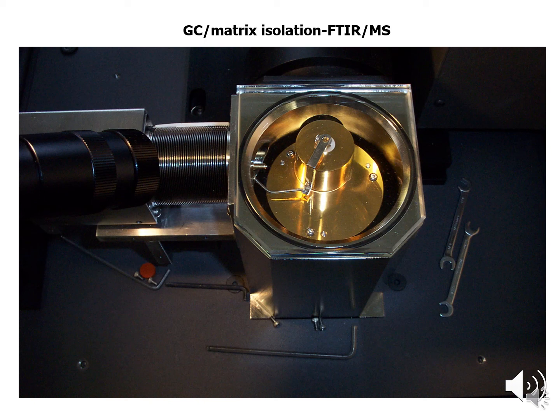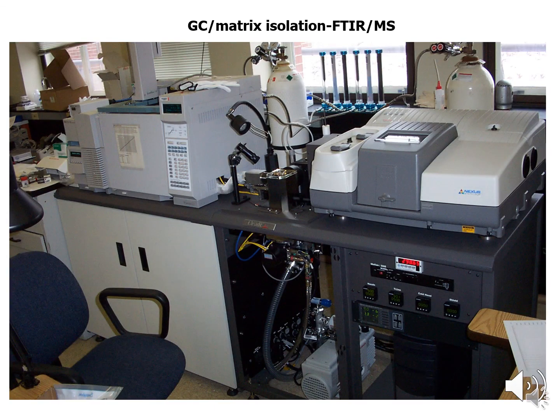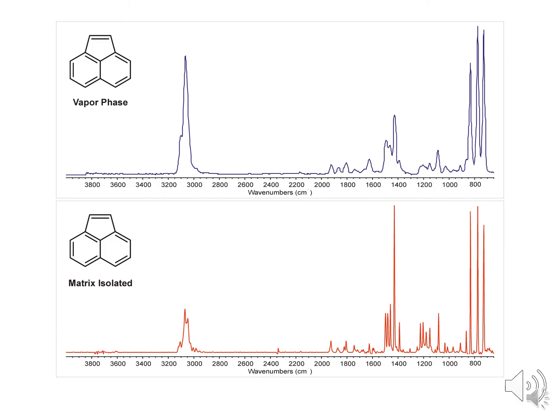And the effluent from the GC is coming in from the left there. And there's mirrors that focus the infrared beam on that too. It's a two-step process. Down below, we have a closed cycle helium refrigerator to cool down the discs. And we have the FTIR spectrometer on the right there. So these are the kind of spectra that we get, compared with the vapor phase on top and the matrix isolated on the bottom. Again, the kind of spectra that really lend themselves very, very well to computer searches.